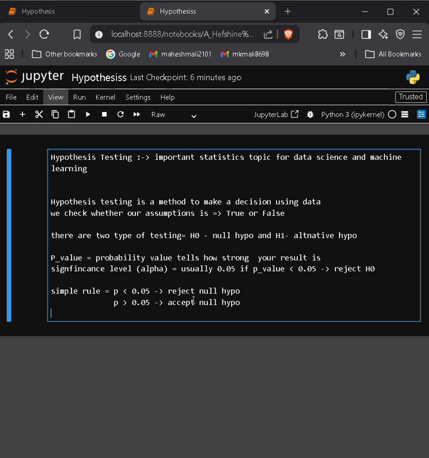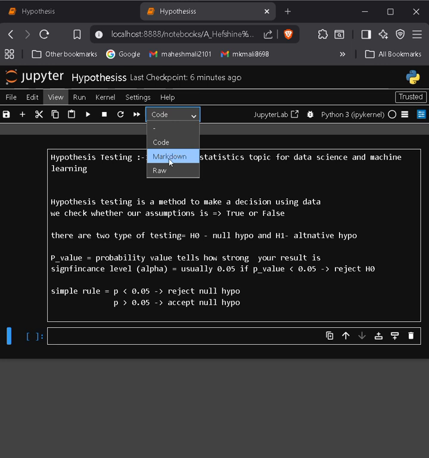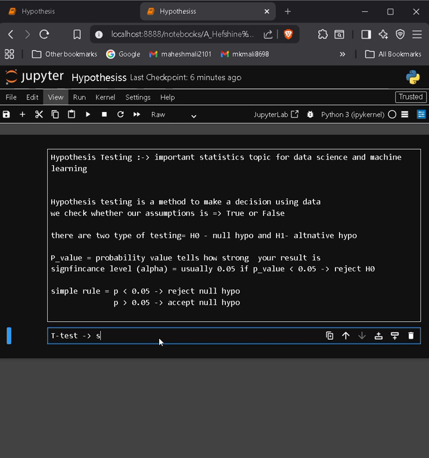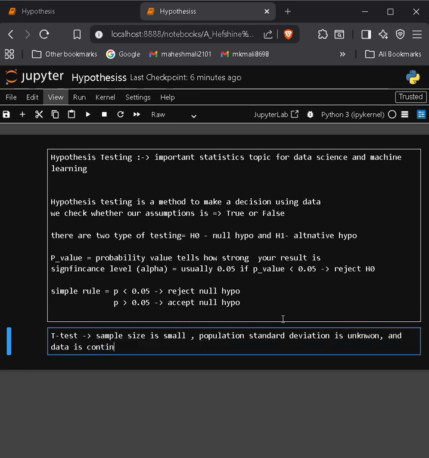So we see a number of types of tests. The first one is the t-test. It is used when the sample size is small, the population standard deviation is unknown, and most importantly, the data is continuous.